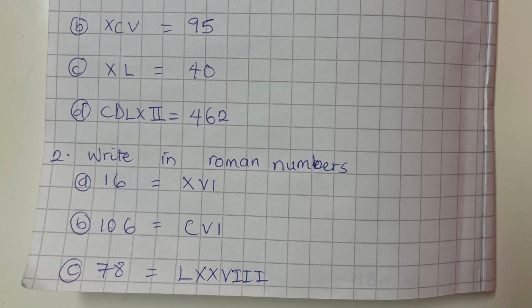CDLXII. So I guess you all can solve this. C is 100, D is 500, then that means C is coming before D. C is a smaller number, D is a bigger number. Then 500 minus C, which is 100, is 400. Then L is 50, 450. Then X is 10, 460. Then II is 2, 462. I hope you all understand, and please solve more examples, find more questions to solve, and you are good to go.